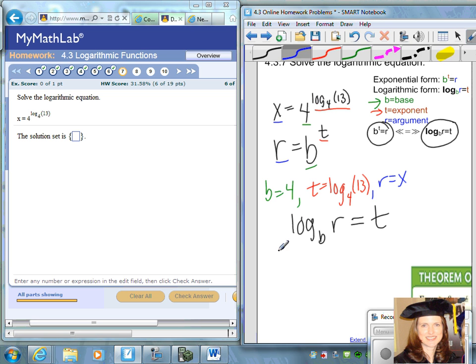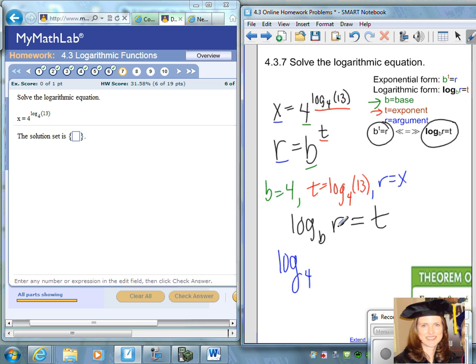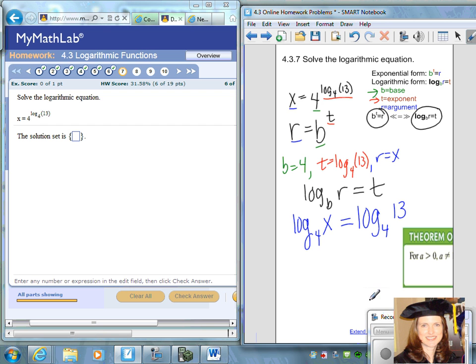Plugging in everything we know, we can write this as log. The base is 4. The argument r is x. That has to equal the exponent. The exponent is this entire log base 4 of 13. Now take a look carefully at this problem here. We can see that we have an equation that has a log on the left and a log on the right. The base on the left, 4, is equal to the base on the right, 4.